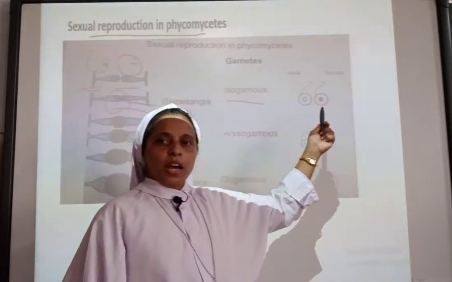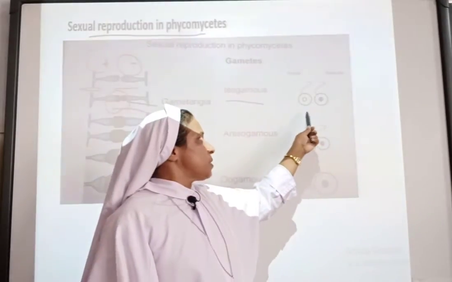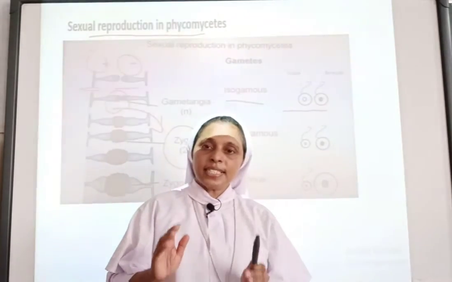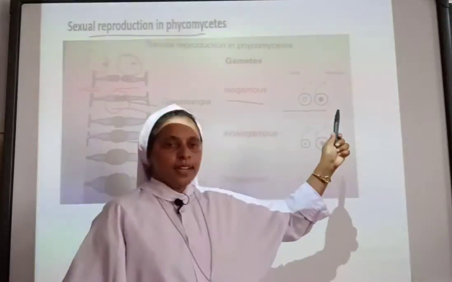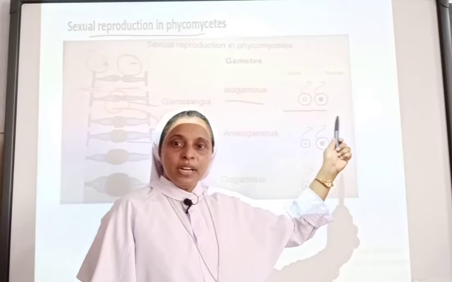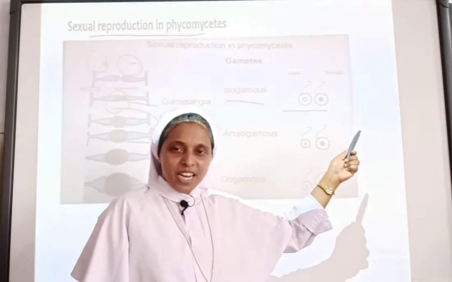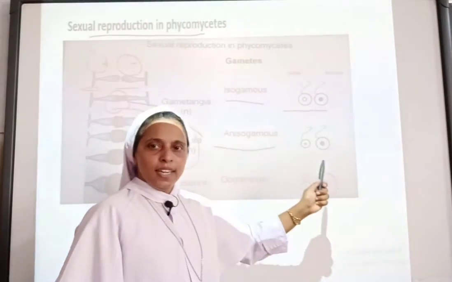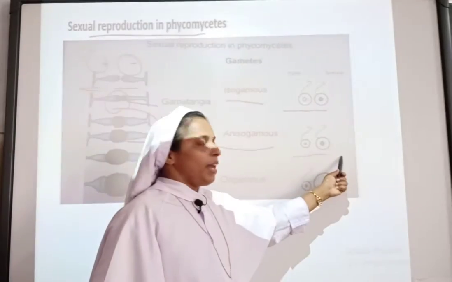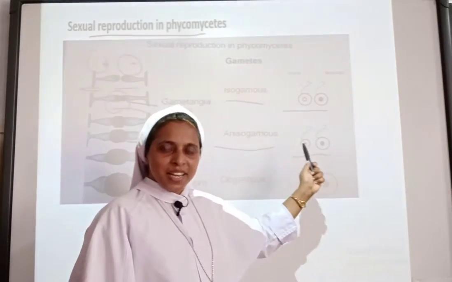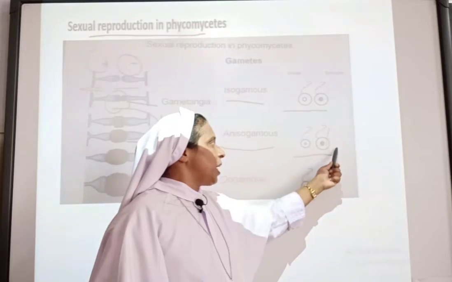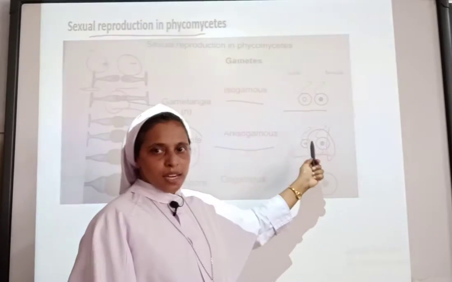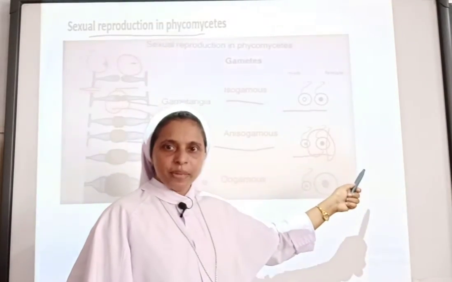What is the special feature of isogamous? Isogamous means here the male and female gametes will be of the same size and same shape. That condition is said to be isogamous. Anisogamous means here the male gamete and female gamete, one will be larger compared to the other. Here the female gamete is larger than the male gamete, but both are motile. Motile means both are moving.